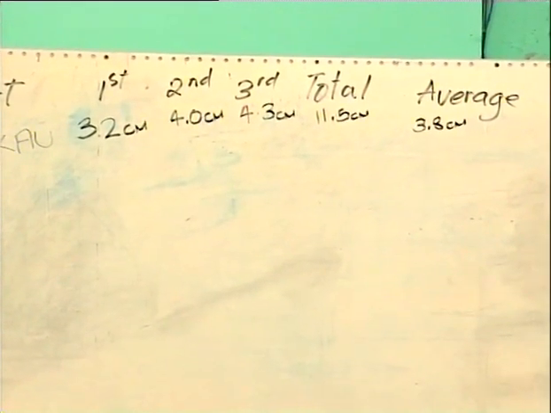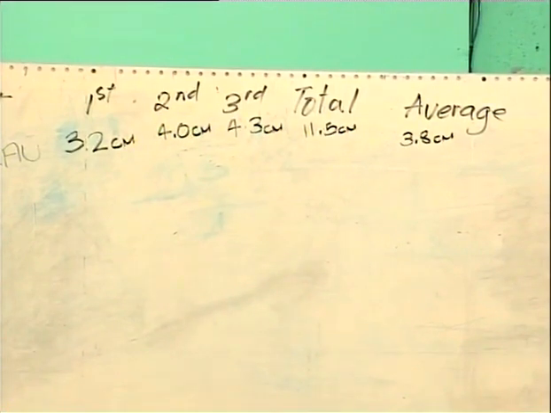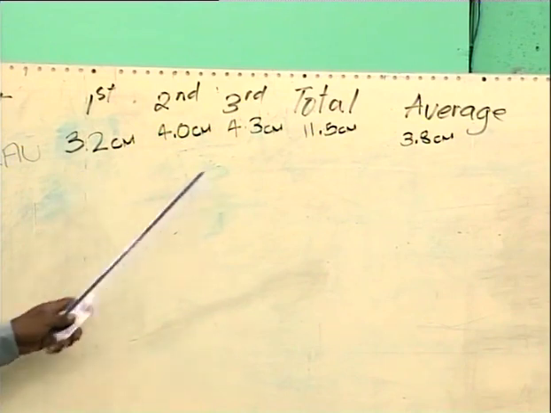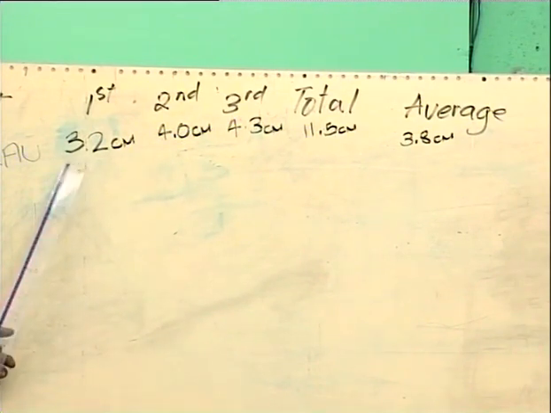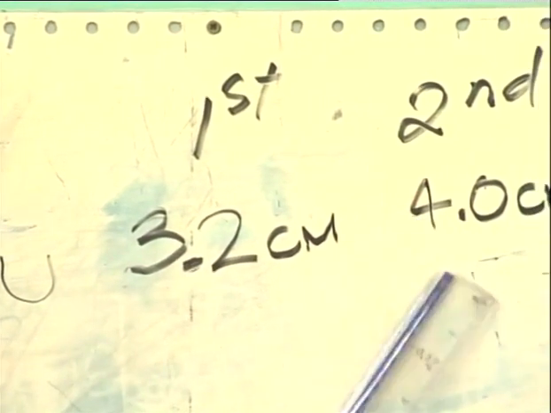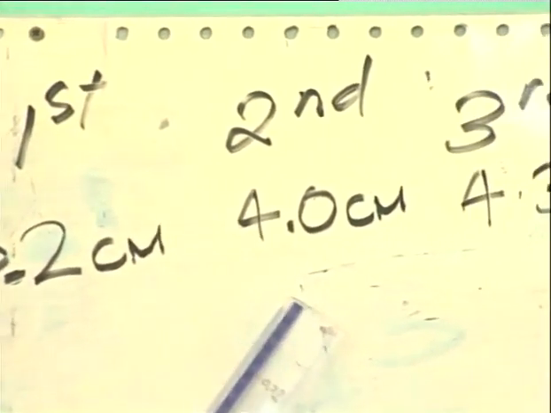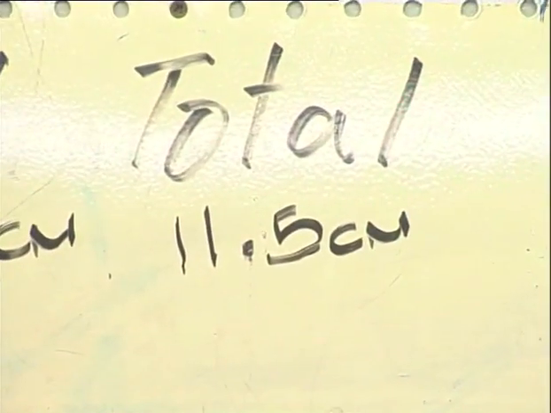Okay, that group has given us the findings of a piece of cacao, I think. Yes, a small piece of cacao. So their first reading was 3.2 centimeters. The second reading was 4.0 centimeters. The third one was 4.3. A total of 11.5 centimeters.